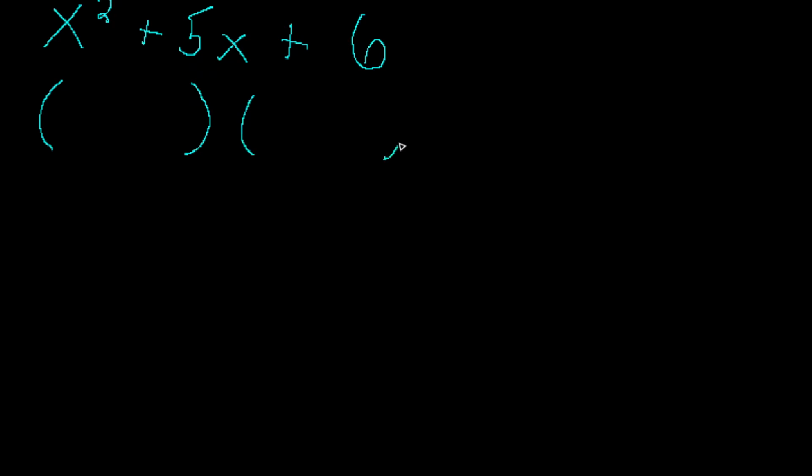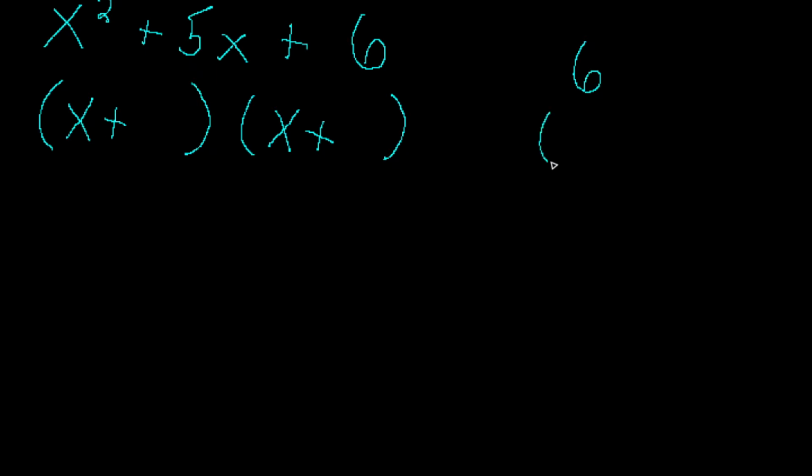We see that we have that x squared up there, so we know that we're going to need x times x. Everything's positive, so we know it's going to be a plus sign on both sides. Now let's look at our last number here, the 6. We need two numbers that multiply to 6 but add up to 5.